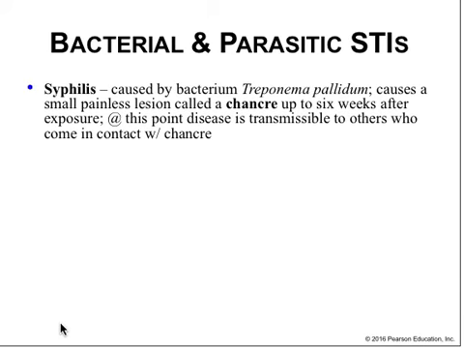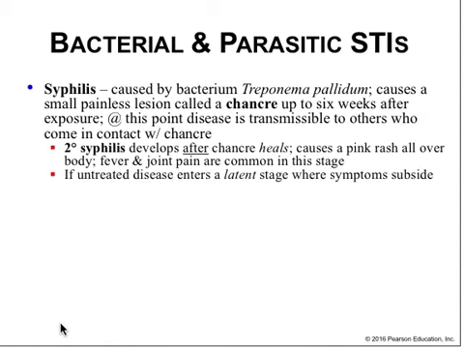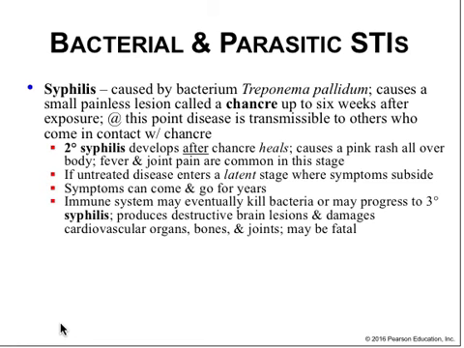Syphilis is caused by Treponema pallidum, which causes small painless lesions known as chancres up to 6 weeks after exposure. At this point, the disease is transmissible to others who come into contact with the sore. Secondary syphilis develops after the chancre heals, and causes a pink rash all over the body. Fever and joint pain are common here. If untreated, the disease enters a latent stage where symptoms subside. These can come and go for years.